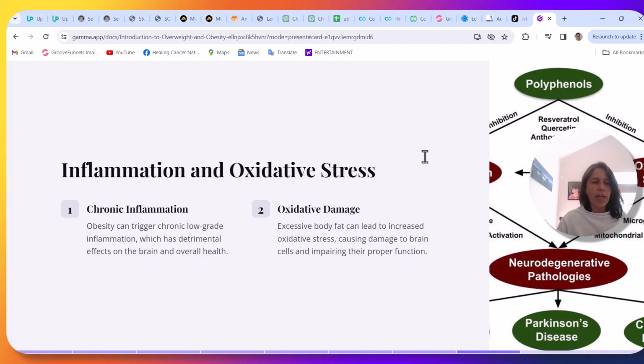Obesity can trigger chronic low-grade inflammation, which is a detrimental effect to brain and overall health. Remember, toxins can contribute to a lot of inflammation in the brain and the body as well. Oxidative stress can cause damage to the brain cells and impair their proper function. If you want to improve your health issues, if you have pains, aches, or this kind of weird symptoms, maybe you have to lose weight.